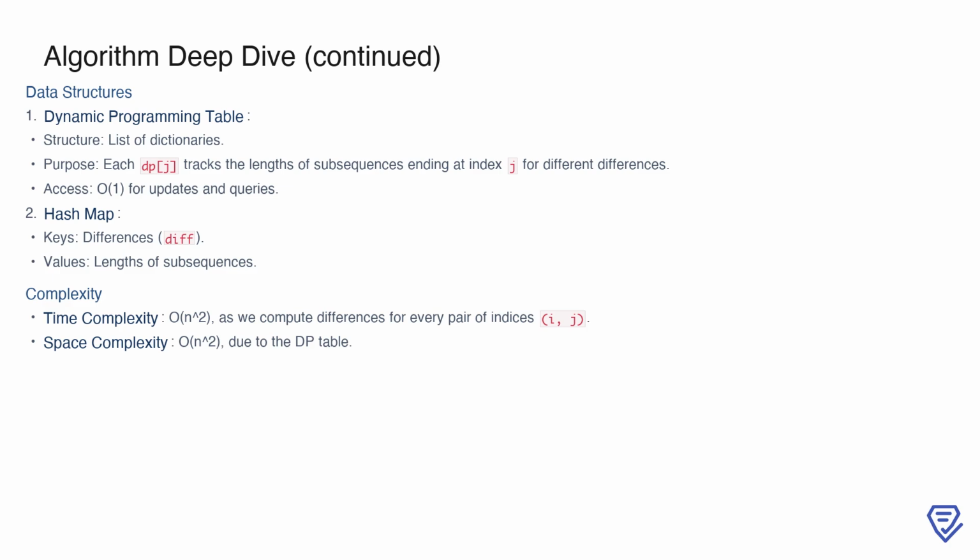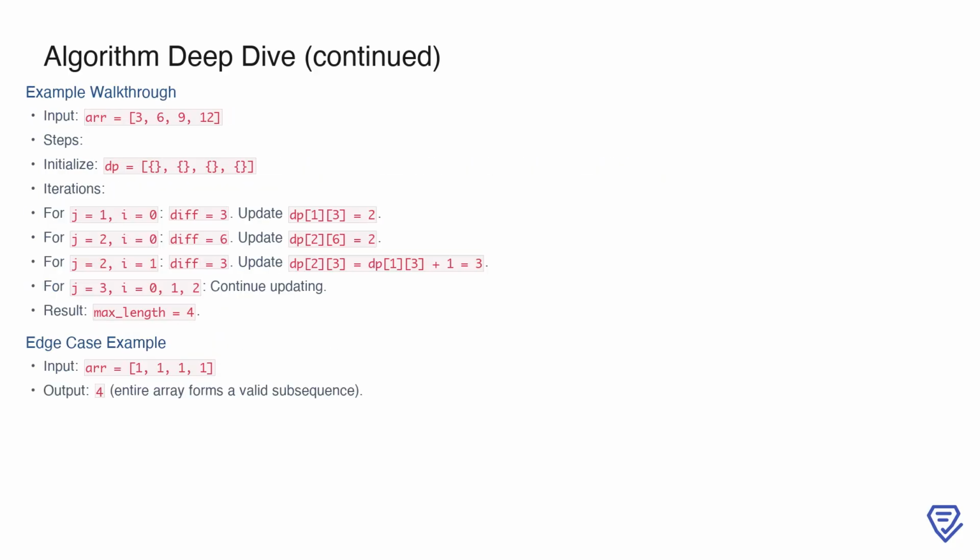In terms of complexity, the time required is O(n²), because we compute differences for all pairs of indices. The space complexity is also O(n²), due to the storage requirements of the DP table. While this might seem expensive, it is significantly more efficient than a brute force approach, which would involve exponential time complexity. To solidify our understanding, let's walk through an example.